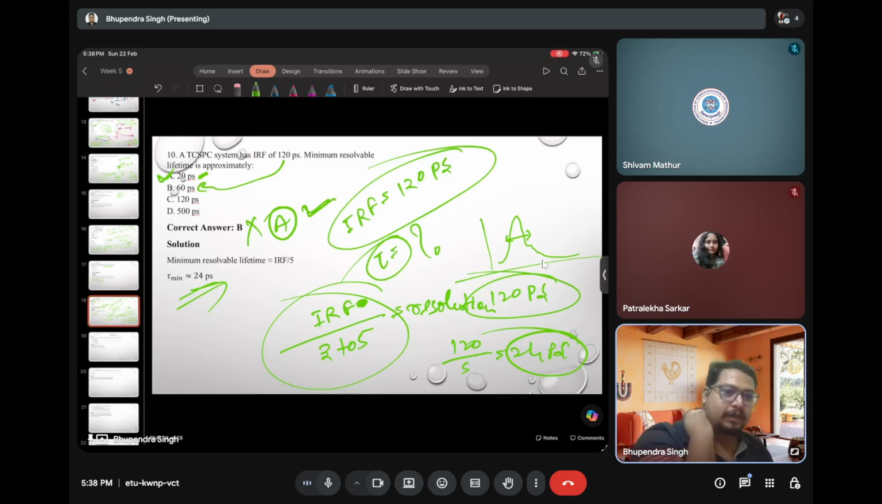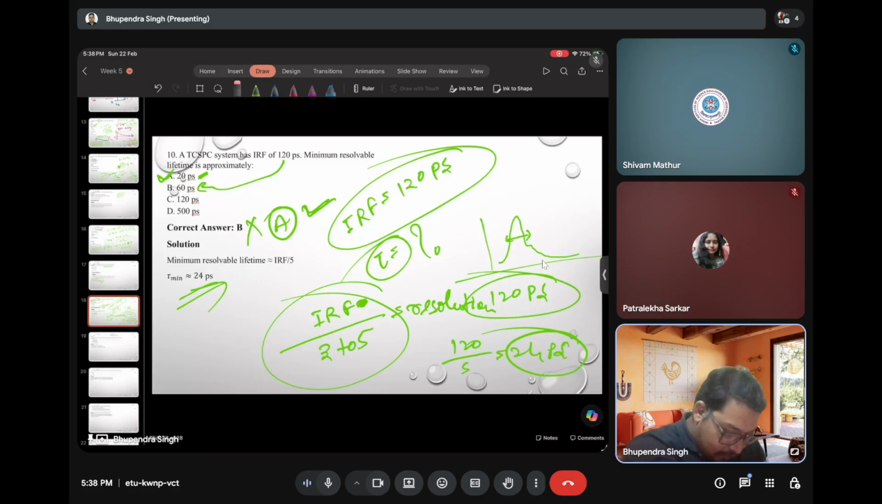Just like you are taking the window. Let's say your molecule has a lifetime of 3 nanosecond, right? So how much window will you give to collect the lifetime of the molecule? It is 5 into 3. So the window at least has to be 15 nanosecond to collect the lifetime of the molecule having a lifetime of 3 nanosecond.